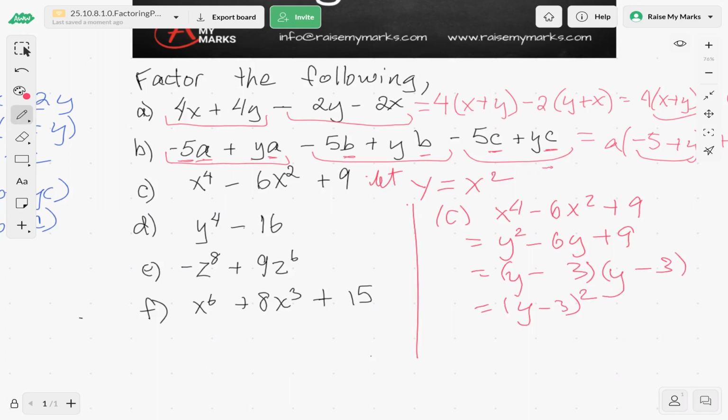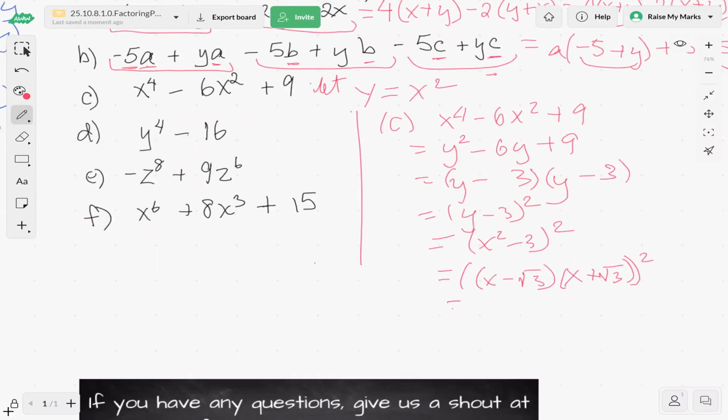So, and we know y is x squared, so let's put that in there, x squared minus 3. Good, so x squared minus 3 is actually a difference of squares. X minus root 3 times x plus root 3. So we can either leave it like that, or we can rewrite it as x minus root 3 squared times x plus root 3 whole squared. So that's one way of factoring it. And I think that's the easiest way to factor that polynomial.